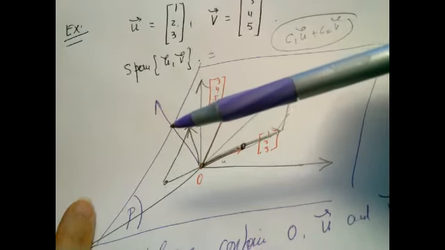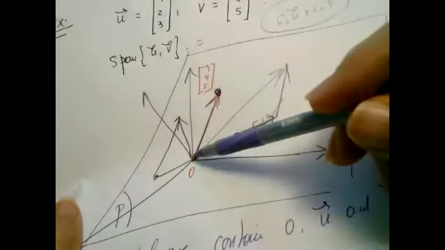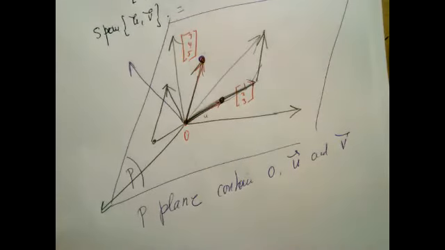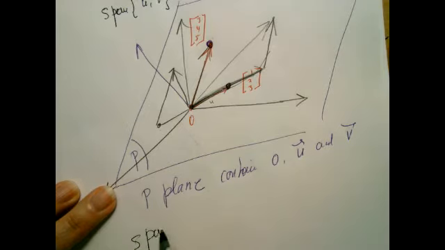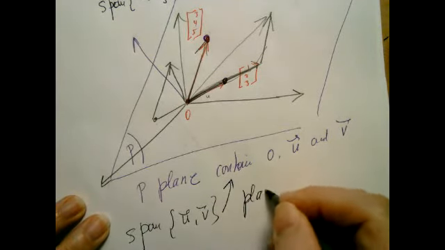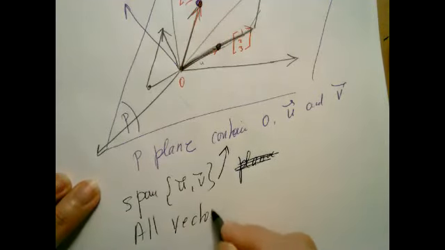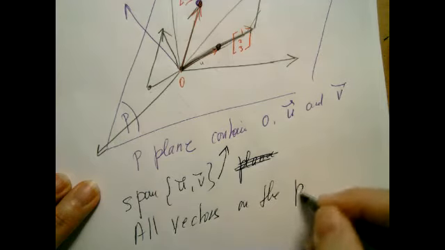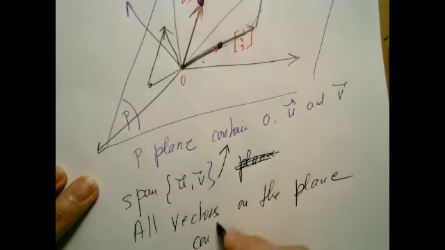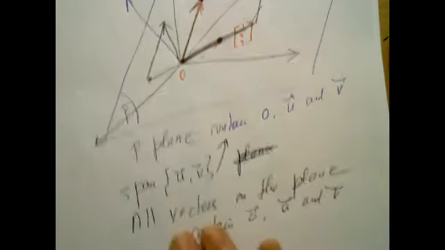So the only vectors that I can reach following U and V are the vectors that are in this plane right there, containing 0, U, and V. So the span of U and V, the span of those two vectors, is nothing more than the plane that contains them, or to be very exact, all vectors on the plane that contains 0, U, and V.